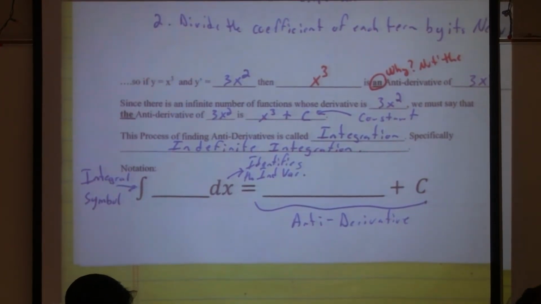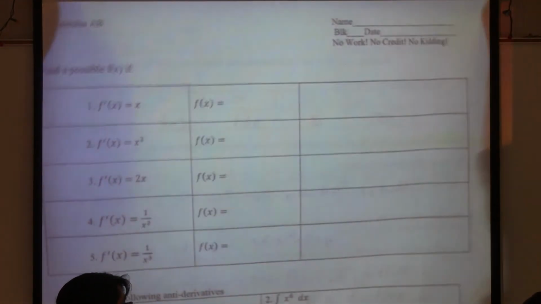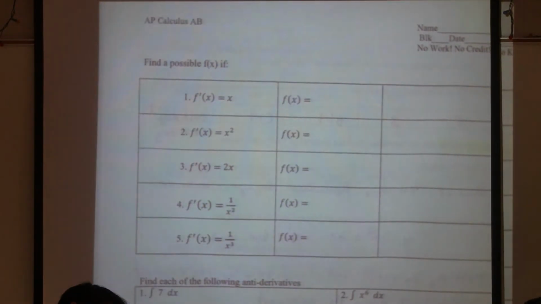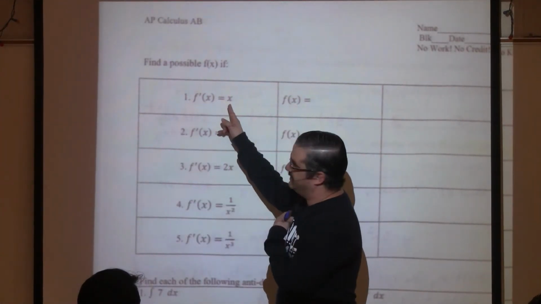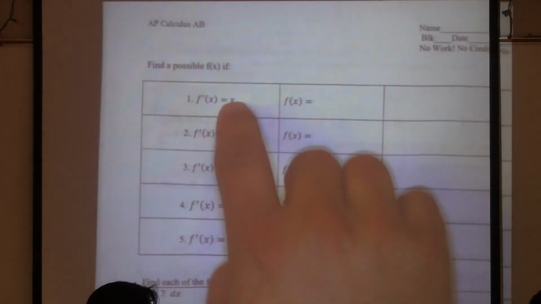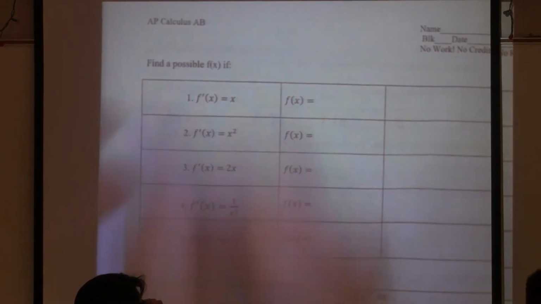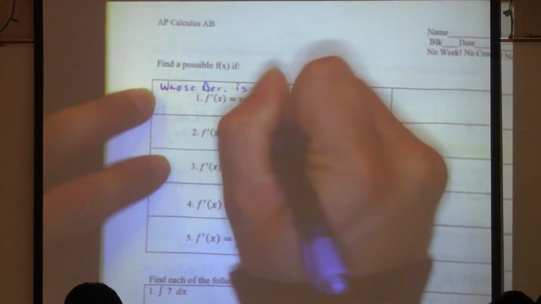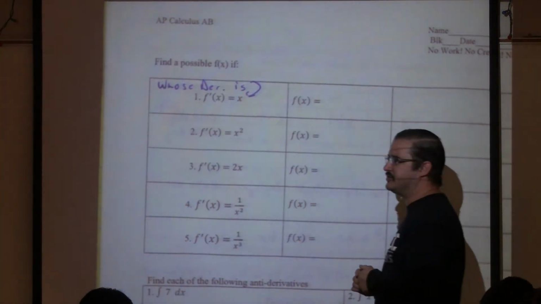So let's do some examples here, okay? The main question you have to think about when you're doing integration is, let's say we're looking at this problem and I wanted to integrate it. What you need to ask yourself is, whose derivative would give me this? In other words, if I take the derivative of this function that I'm thinking of in my head, it would give me x. Okay, that's going to help you find the antiderivative. So remember that. Whose derivative is x?